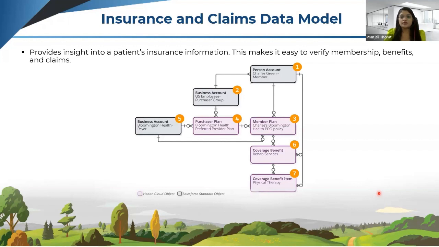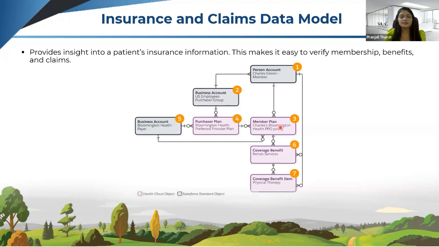So here also we'll jump to an example of this data model. Here also Charles Green is a member who is covered under an insurance plan. An account object with a person record type represents a member. A member has a relationship with a purchasing organization. For example, the member is an employee and the organization is their employer. So Charles enrolls in the Bloomington Health Plan preferred provider plan.